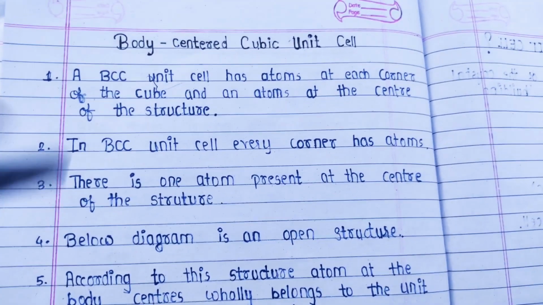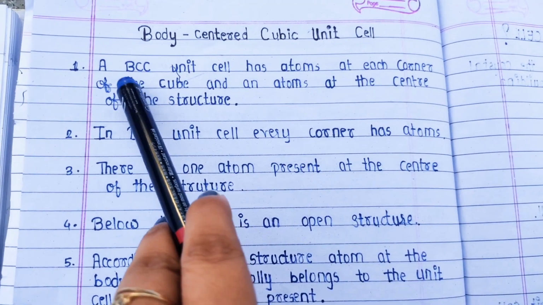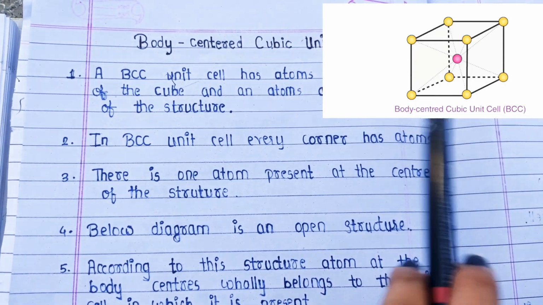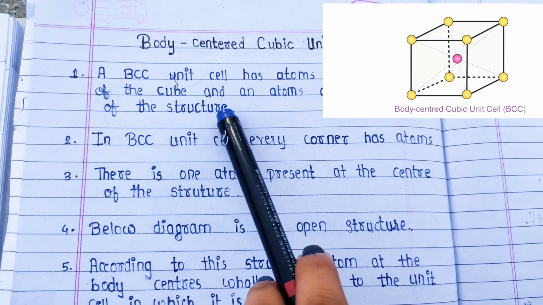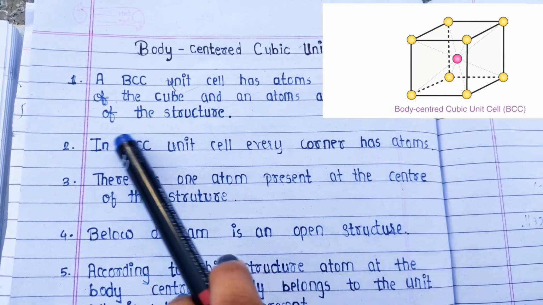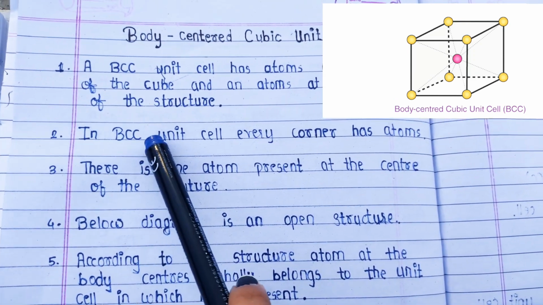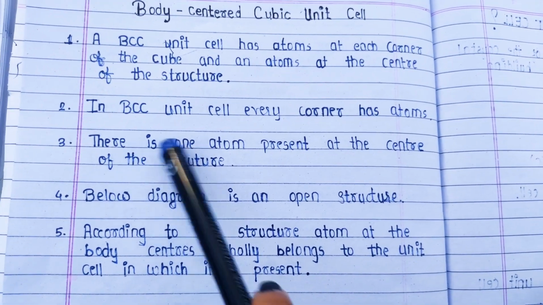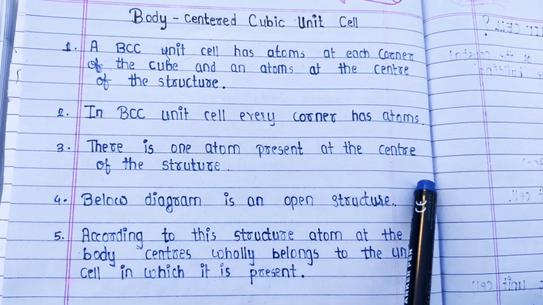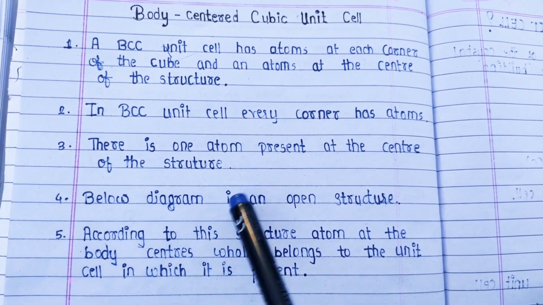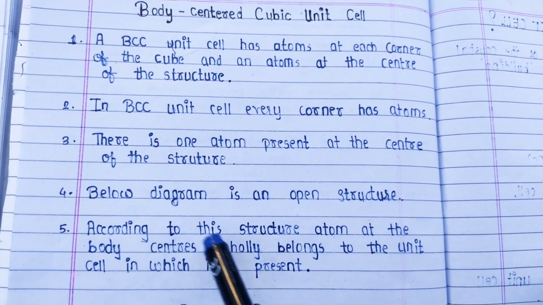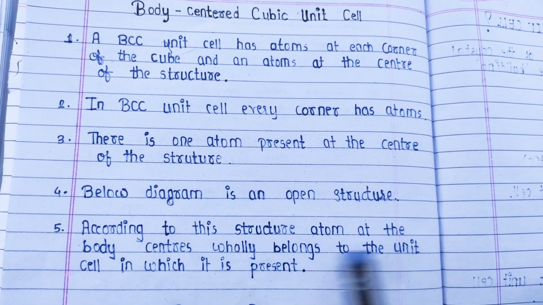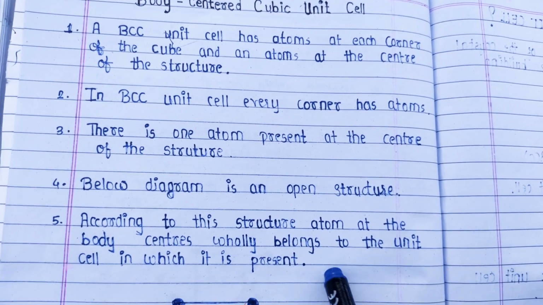Second one is the body-centered cubic unit cell. A body-centered cubic unit cell has an atom at each corner of the cube and an atom at the center of the structure. In the BCC unit cell, every corner has atoms. There is one atom present at the center of the structure. The diagram below is an open structure. According to this structure, the atom at the body center wholly belongs to the unit cell in which it is present.